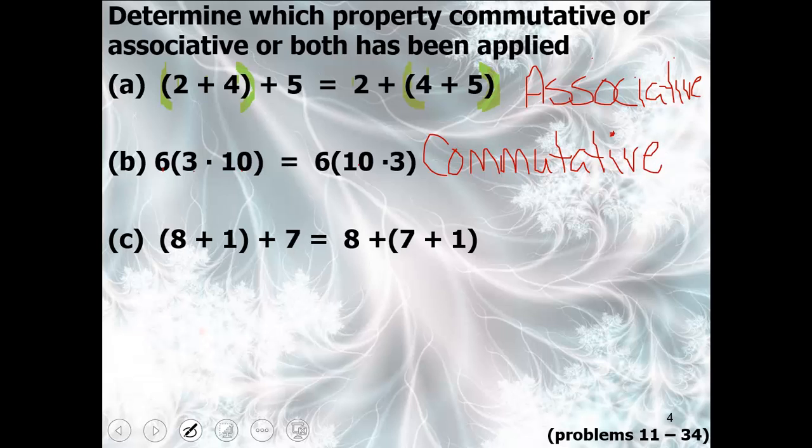Okay, I like to think of commutative. To help me remember this word, I'll say when I commute somewhere, I change my location. So my terms or my factors have changed location. All right. C, I have in parentheses 8 plus 1. Then I'm adding 7 to it. On the right side, I have 8 outside the parenthesis plus 7 plus 1. Okay, my terms have changed position. Notice that these two are not the same. So I've used the commutative property.